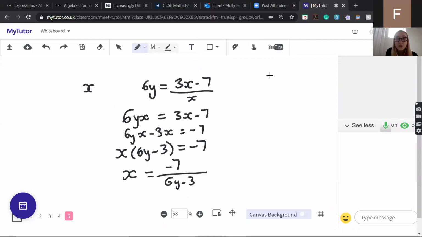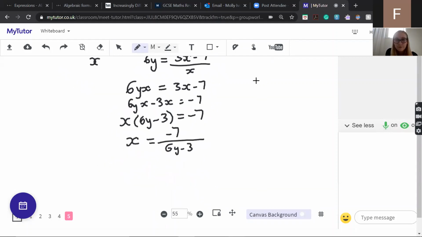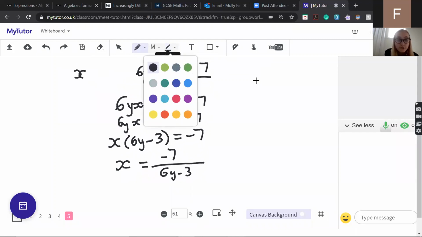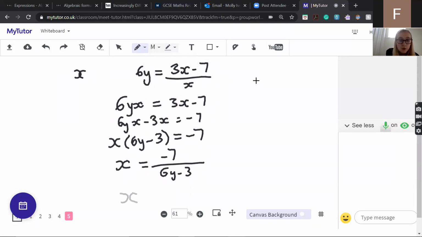And now, again, just as a challenge, if anybody wants to do this, that is a totally fine thing to leave it in. I'll just write it in a grey colour. This is also going to be equal to 7 over 3 - 6y. I think that's a nicer form because you don't have a negative number on the top. Feel free to play around with it yourself and work out why that is.